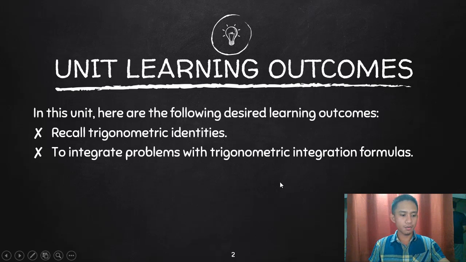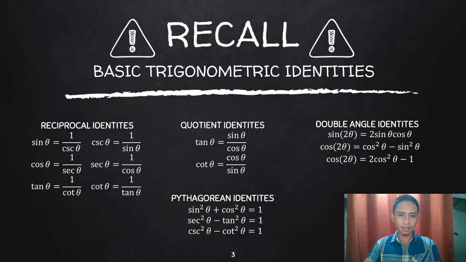Okay, so our unit learning outcome for this presentation is to recall your trigonometric identities, because we will be needing all of these in integrating your trigonometric functions. And another is to integrate, of course, your problems with trigonometric integration formulas, so to be able to integrate trigonometric functions together with, of course, using your trigonometric identities. Okay, so recall in your trigonometric identities, this is supposed to be discussed in your trigonometry. Okay, so just recall.